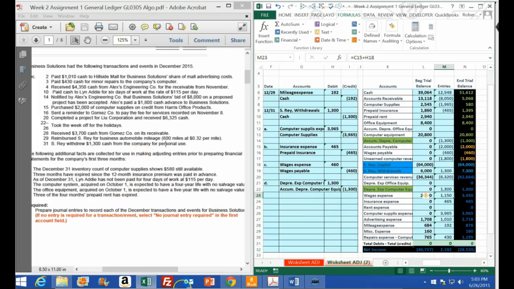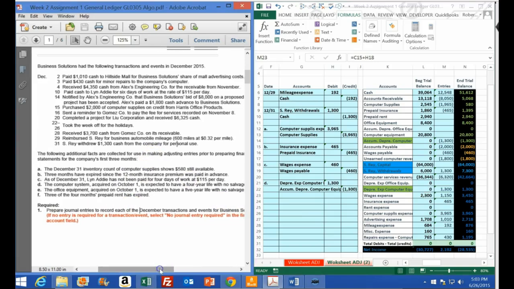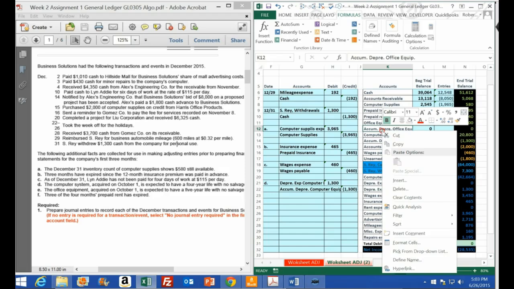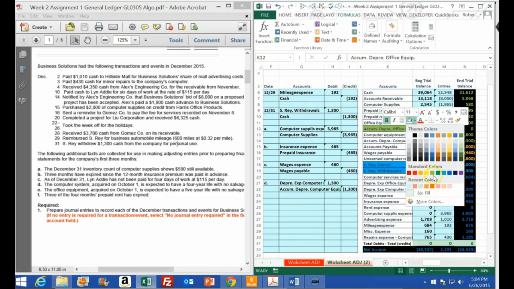Okay, so now we're on E. And E says the office equipment acquired on December 1st is expected to have a 5-year life with no salvage. Okay, so this is going to be the same transaction, but now we're going to be doing it with the office equipment. So here's the office equipment. We're going to depreciate it. So I'm going to highlight the depreciation. We're going to depreciate it.